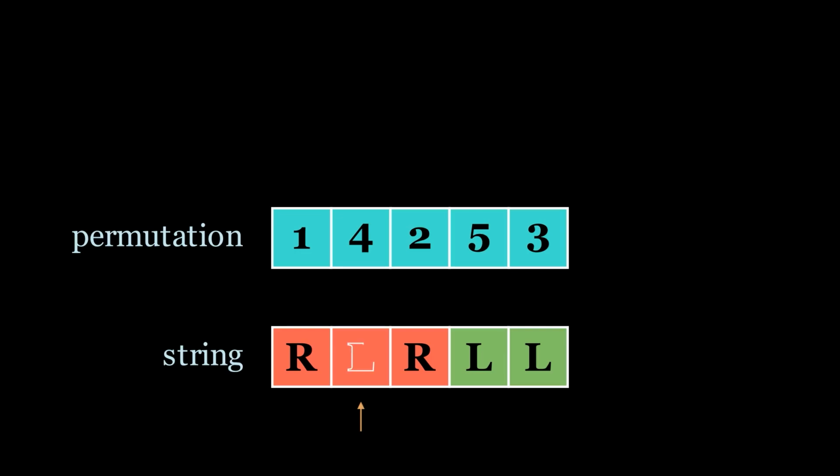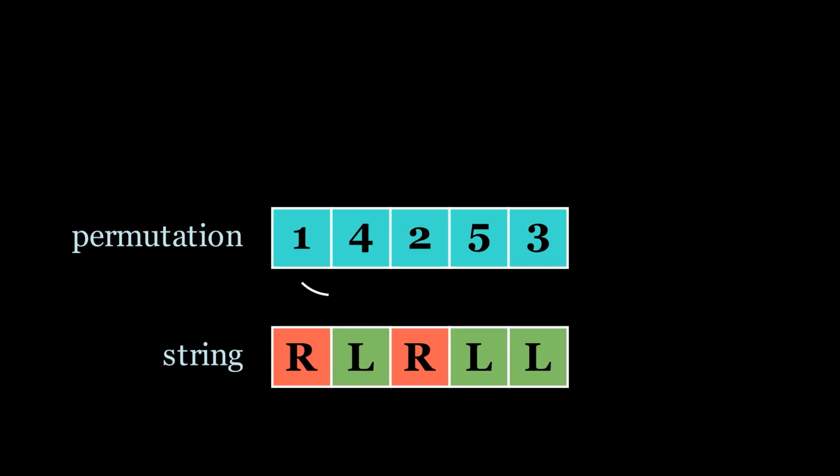We are also given some queries. In each query, we can change the value of the string at a certain index. If it is L, we turn it into R. If it's R, we turn it into L. After each query, is it possible to sort the array?